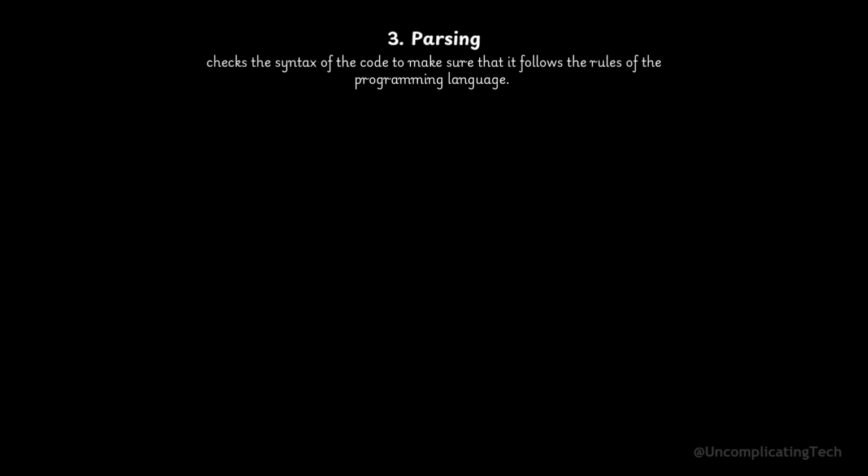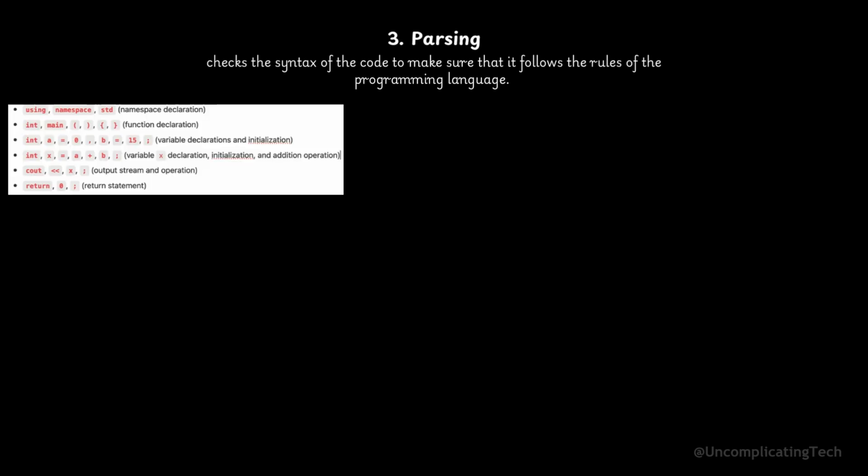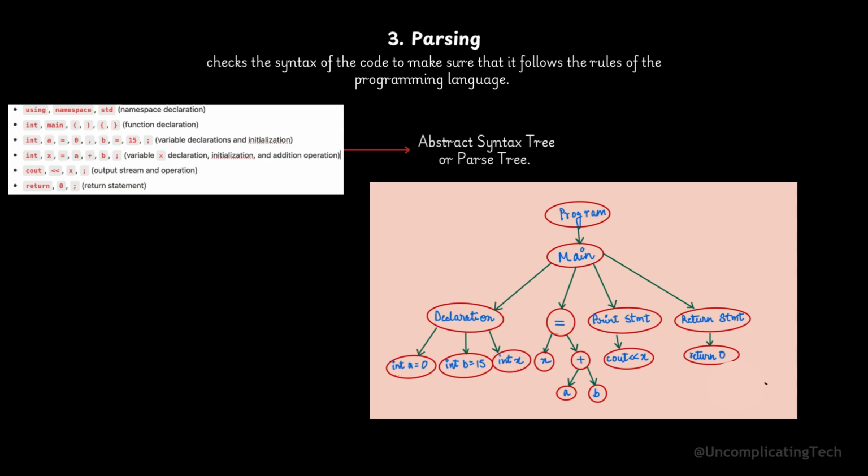The next step in the compilation process is parsing. This step checks the syntax of the code to make sure that it follows the rules of the programming language. Parsing takes the stream of tokens produced during lexical analysis and organizes them into a tree-like structure called an abstract syntax tree or parse tree. So for our code, the parse tree would mostly look like this.